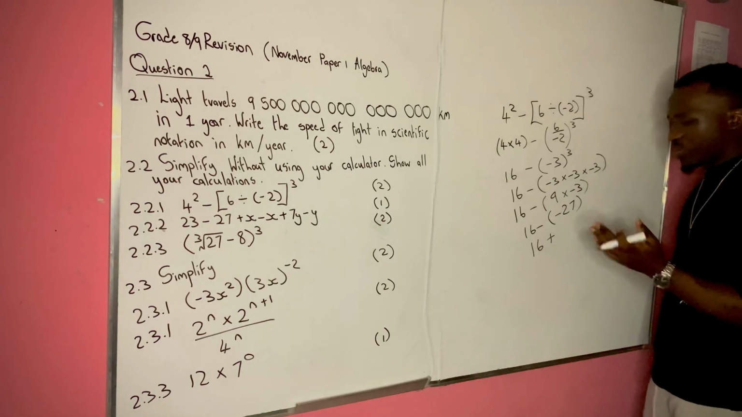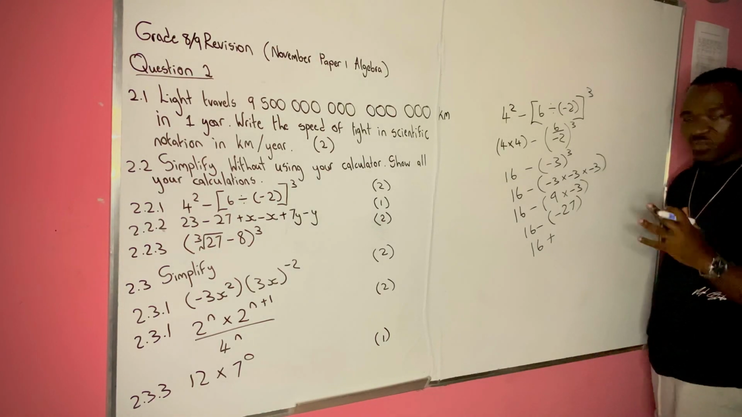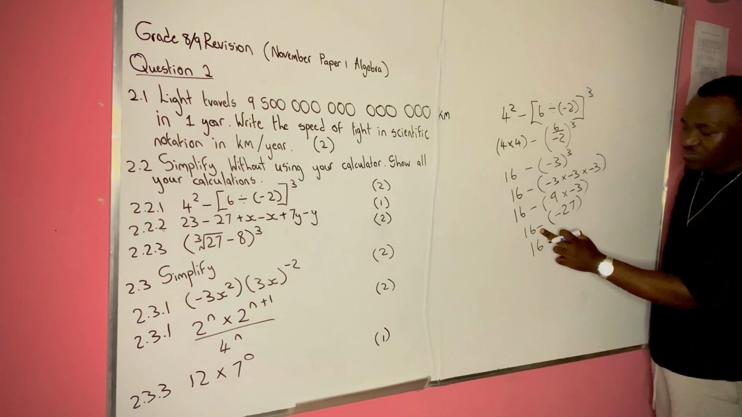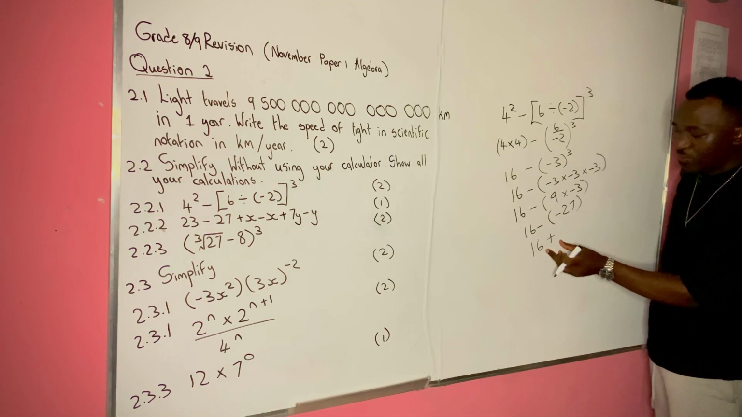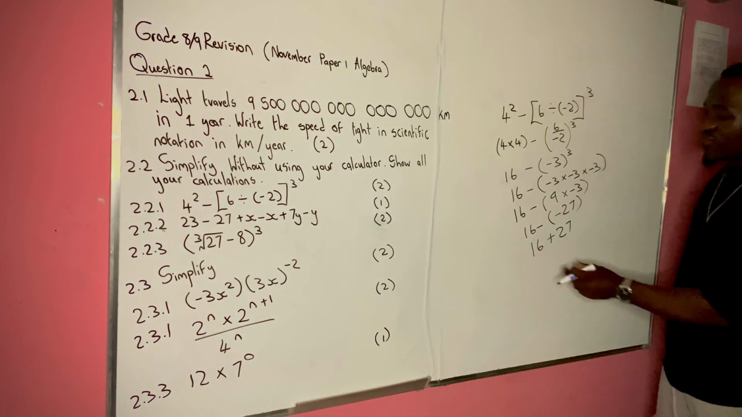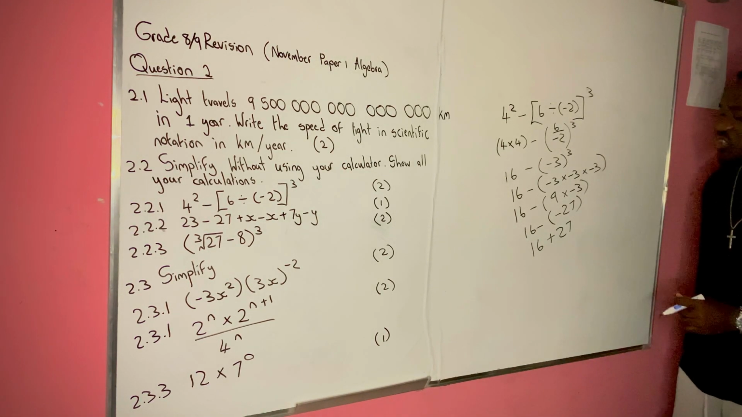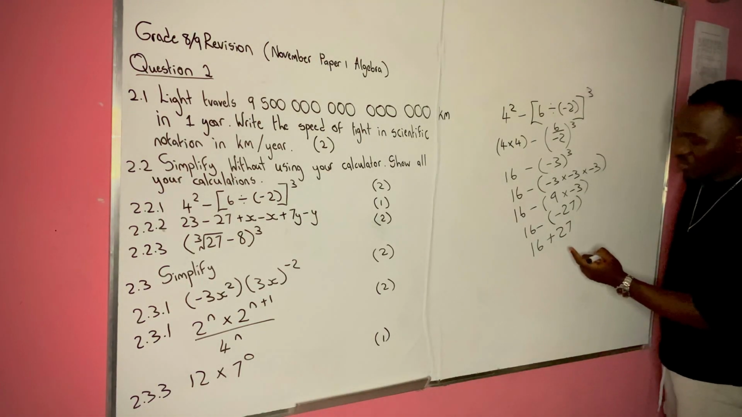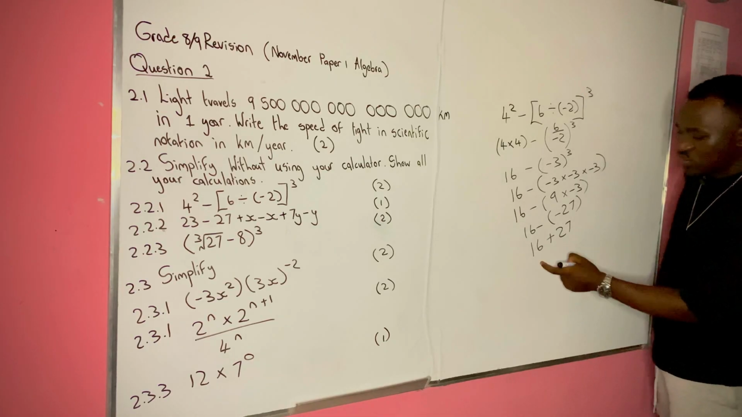Minus times minus, we're just going to go to operation signs. I'm going to make another video based on operation signs. Now minus multiplied by minus, we get positive. Then we have 27. Now when we have 16 and 27, we're going to have the final answer by adding 27 as well as 16.